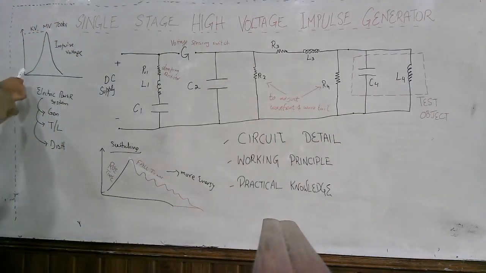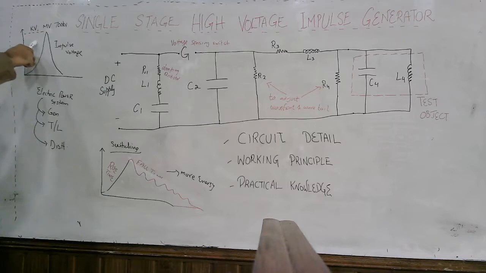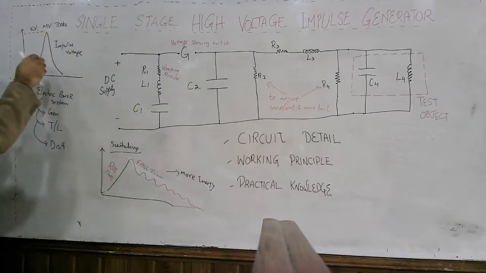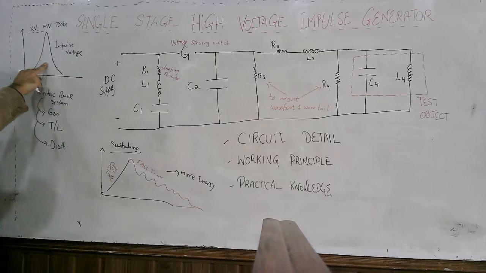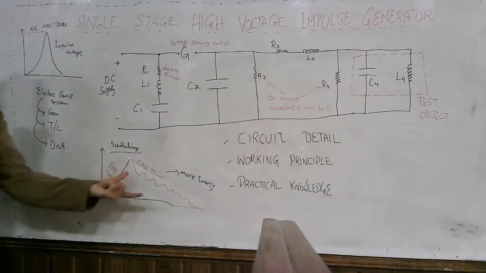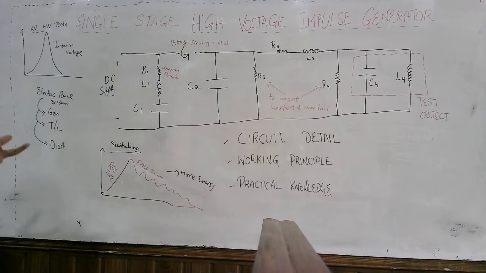The wave front time is the time required by a waveform to reach its peak value, and this is the wave tail. In a lightning impulse voltage the wave front is small and the wave tail is also small, while in a switching impulse voltage the wave front is large and the wave tail is also large. So these resistors are meant to adjust the wave front and wave tail.